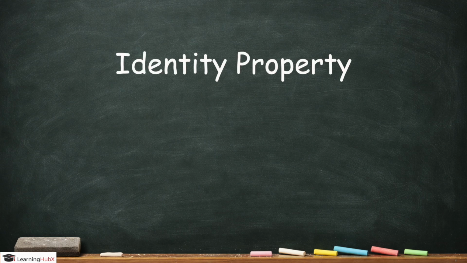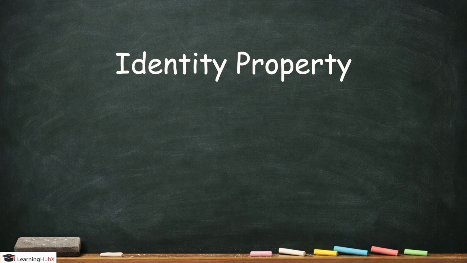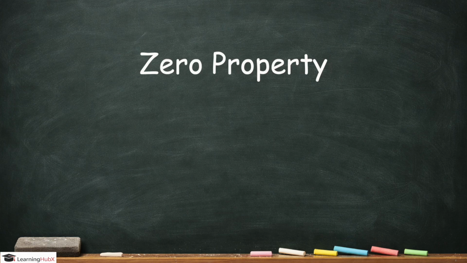Now let's look at the identity property. This one is very simple. This property tells us that some numbers do not change anything. For addition, A plus 0 equals A. For multiplication, A times 1 equals A. Now, let's look at an example. 7 plus 0 equals 7. 5 times 1 equals 5. Adding 0 does nothing, and multiplying by 1 does nothing. So remember, these are do-nothing numbers.